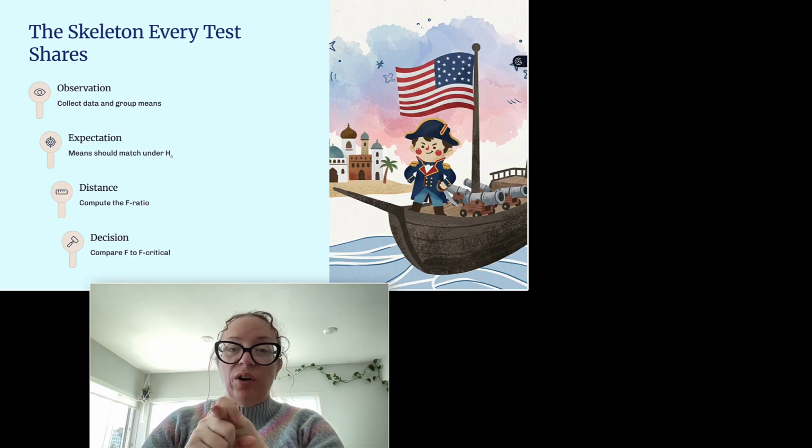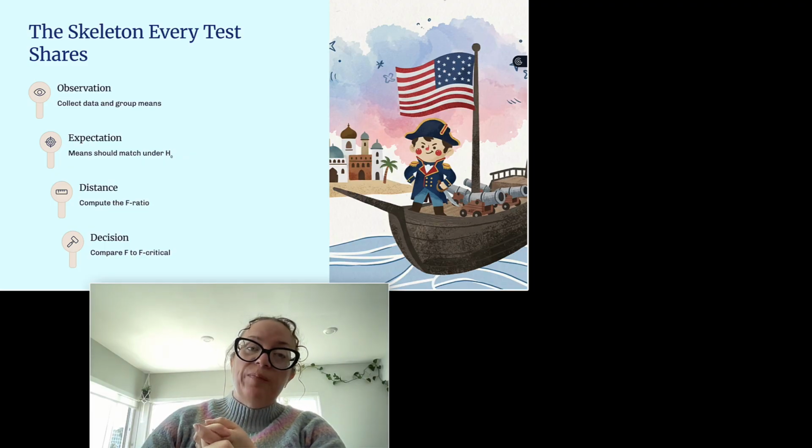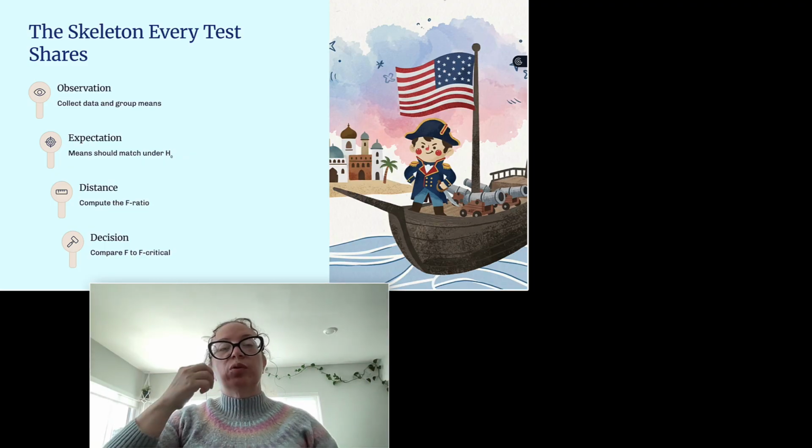So 1 is observation. You measure something. You collect data that produces a value, a sample mean, a set of group means, a frequency count when we get into the frequency branch. In ANOVA, 3 group means and the grand mean, which we'll talk about.